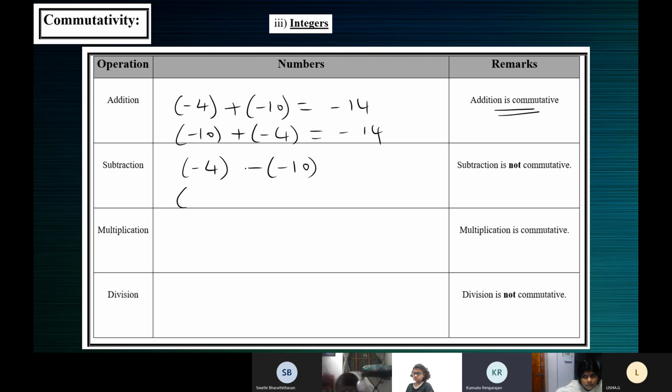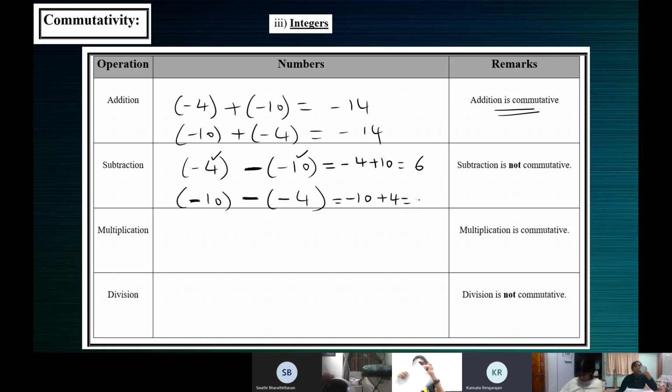I'm taking the same example, -4, -10, I'm subtracting. -10 minus -4. See here, I've taken two integers. -4 is an integer, -10 is an integer. I'm subtracting the two integers in this order first and then in this order. I'm taking -10 first, then -4 and I'm subtracting. When I subtract in this order, I get -4 plus 10, which is 6. When I subtract in this order, I get -10 plus 4, which is -6. We don't get the same result in both.